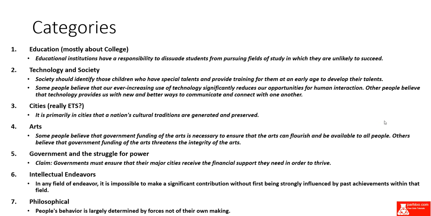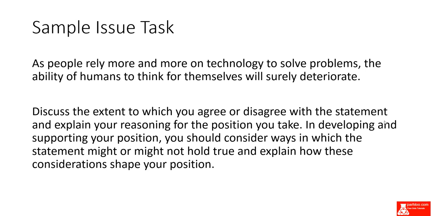What do we have next? A sample issue task: As people rely more and more on technology to solve problems, the ability of humans to think for themselves will surely deteriorate. Again, this is that technology and society affecting each other kind of topic.